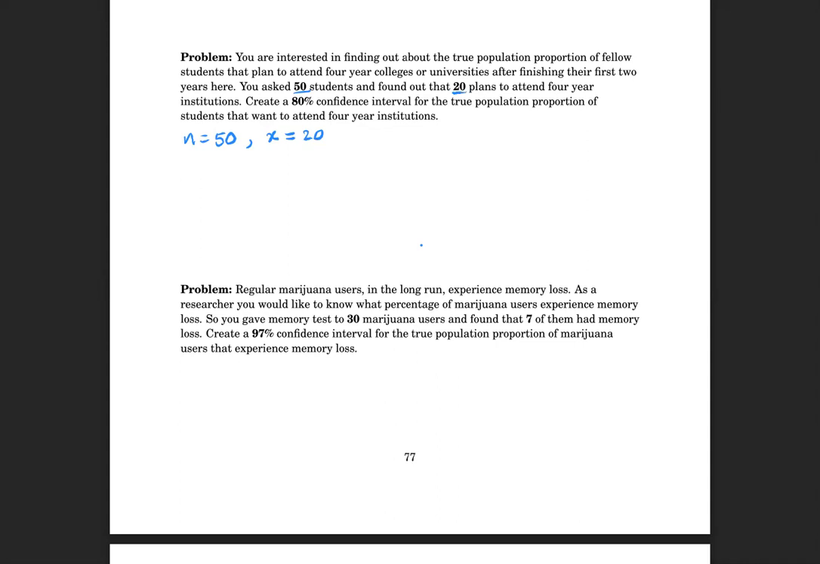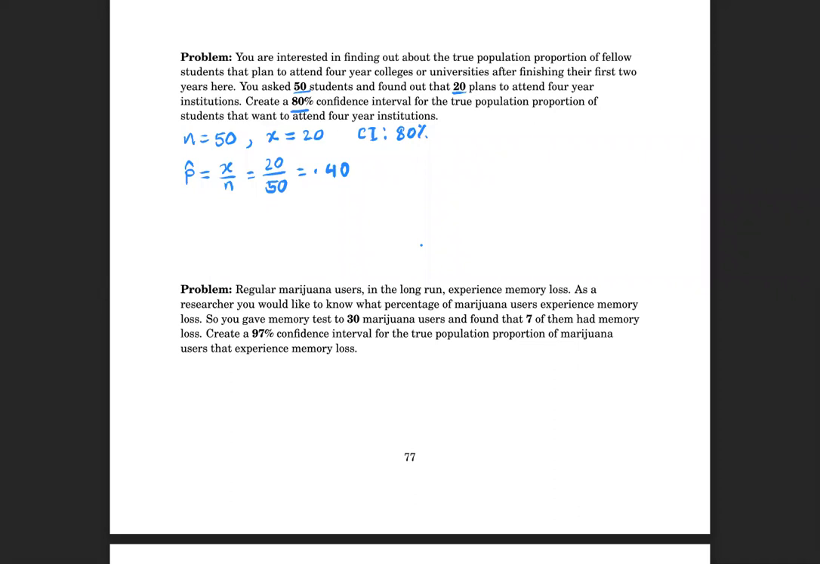You need to create an 80% confidence interval. So your confidence level is 80%. Confidence interval for the true population proportion of students that want to attend four-year institutions. So we have N, we have X, we have the confidence level. The first thing we are going to do is find the p hat. Sample proportion is X over N, which is 20 over 50, that is 0.4. Okay, your p hat is 0.4.